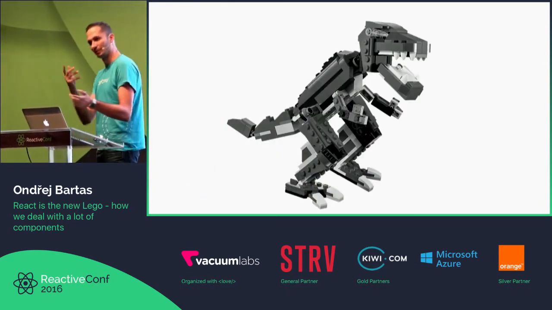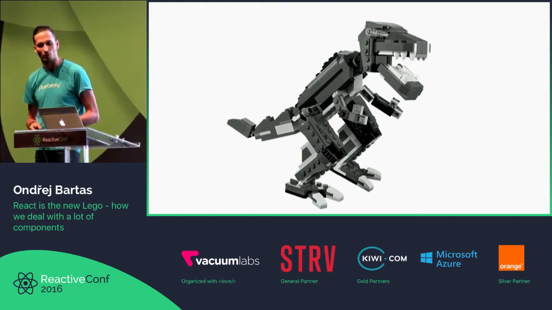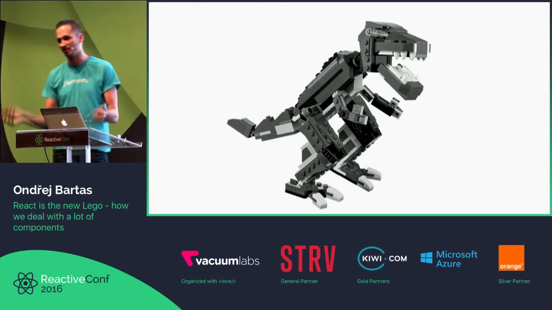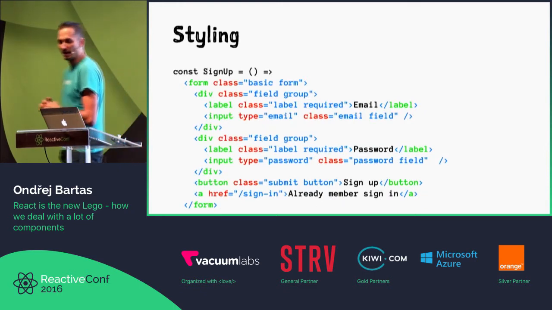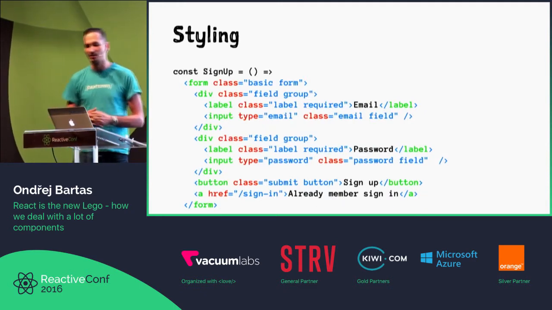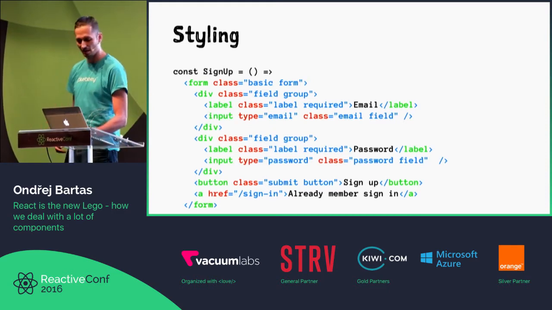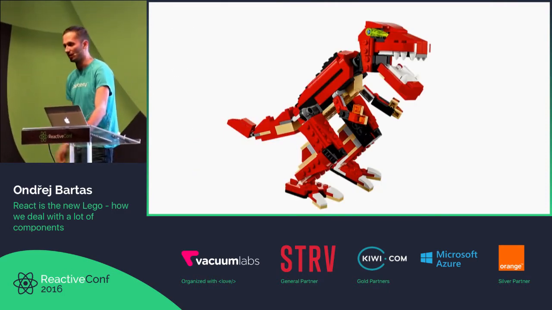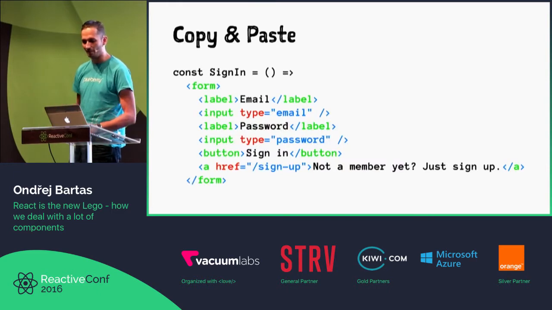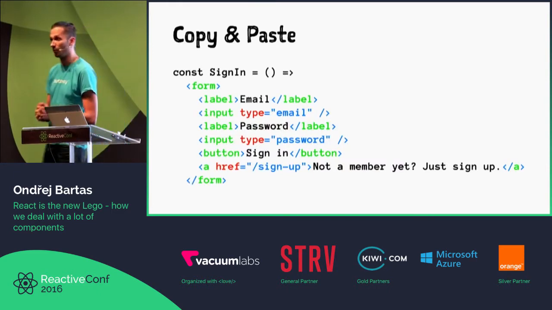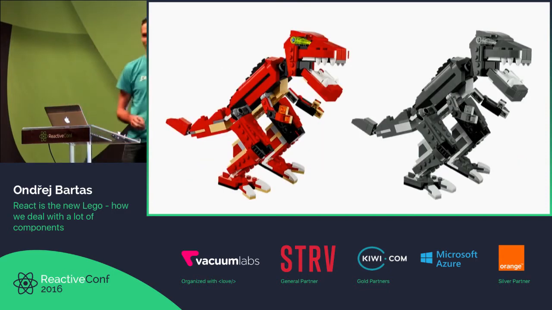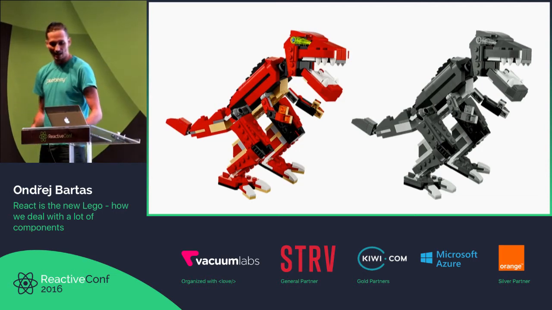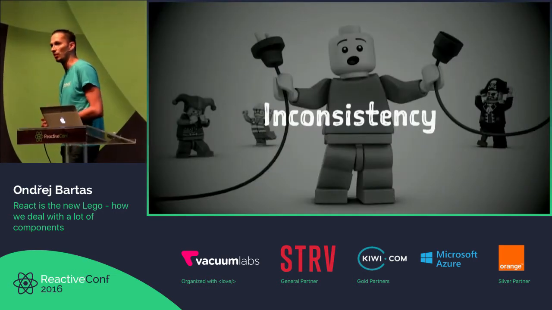let's talk about it. This sign-up form is for this dinosaur, which is basically grayscale because it doesn't have any style, any colors, anything. And then somebody came to our form and added some styles, added some classes, and our dinosaur is now very nicely colored. But in the meantime, somebody copy-pasted our sign-up form and created a sign-in form. And so we ended up with 2 dinosaurs, and those 2 dinosaurs were very different. And this is inconsistency in your application.